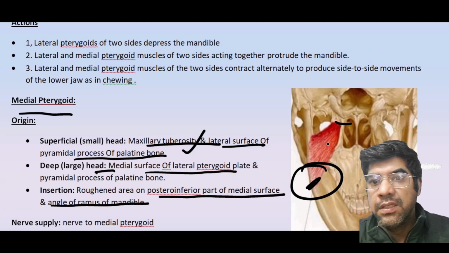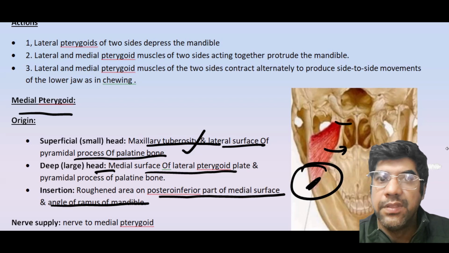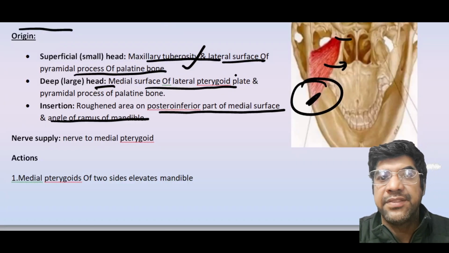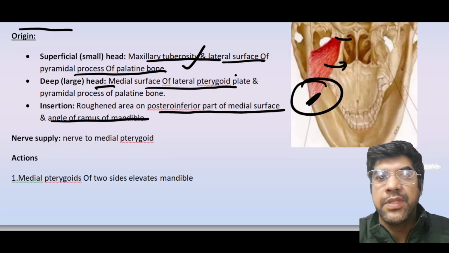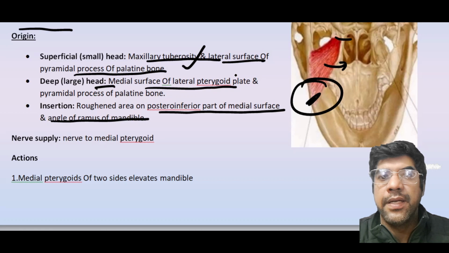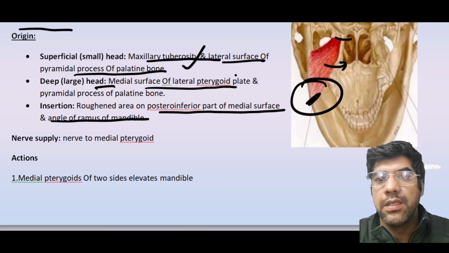The nerve supply is by nerve to the medial pterygoid, that is a branch of main trunk of the mandibular nerve. So what are the actions? It elevates the mandible, helps protrude the mandible. The right medial pterygoid along with the right lateral pterygoid turns the chin to the left side as part of grinding movement.